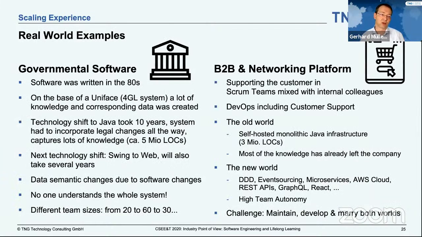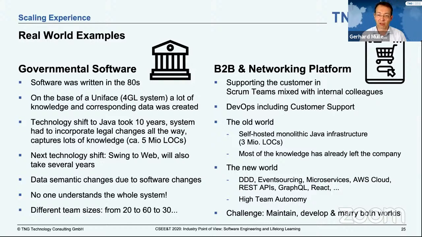So let's have a look at two real-world examples. One of our clients is in the governmental software area. The software was originally written in the 80s, and the base system was written in Uniphase. That's a fourth generation language system. And a lot of knowledge and a lot of corresponding data was created with that. This, of course, had to shift the technology stack, and it took 10 years. We just celebrated finishing migrating everything to Java last month.